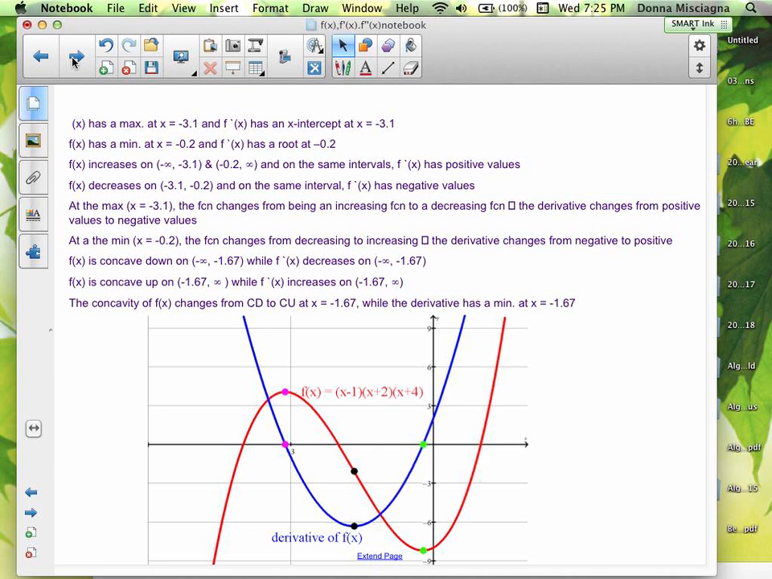Do you see a relationship between these? I hope so. The concavity of our function changes from concave down to concave up at x equals negative 1.67, while the derivative has a minimum at x equals negative 1.67. I forgot to mention that. So our inflection points correspond with max and min values for our derivative, depending on which way we're changing from concave up to concave down. And this one doesn't have the second derivative; I graphed it in myself. If we graphed the second derivative, where we have that inflection point, it would be an x-intercept for the second derivative.